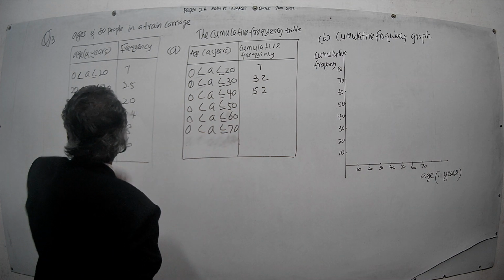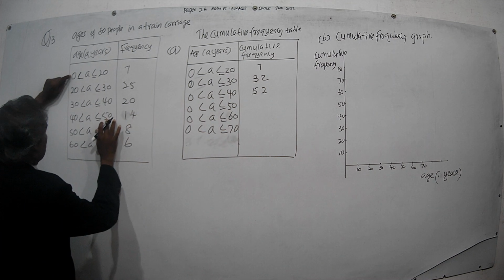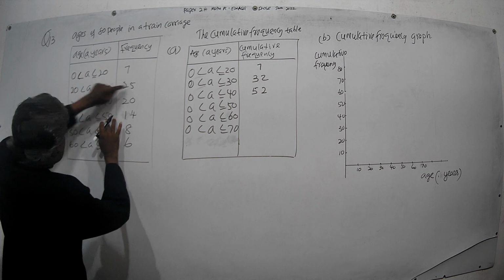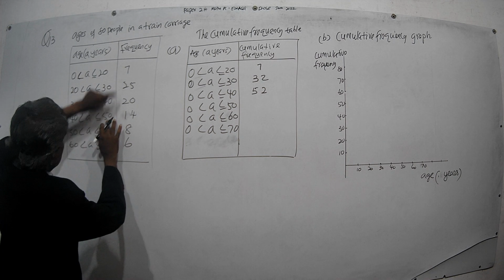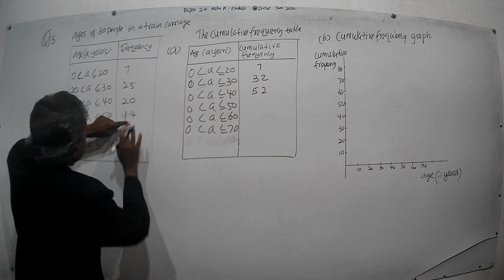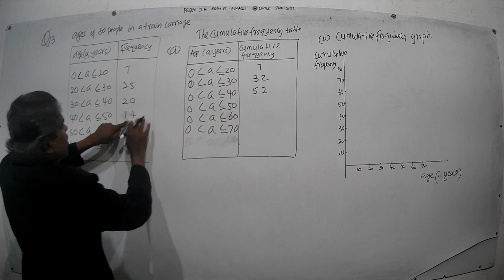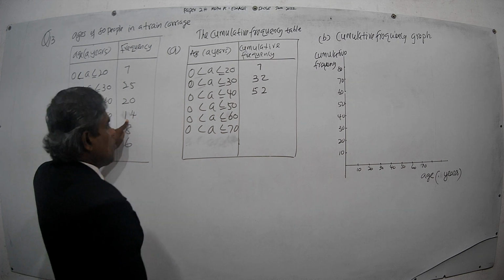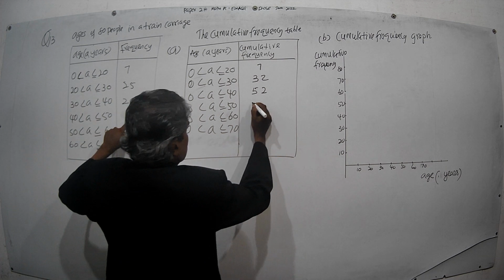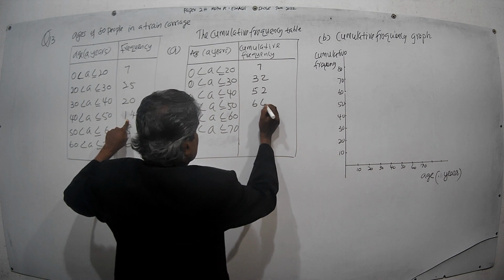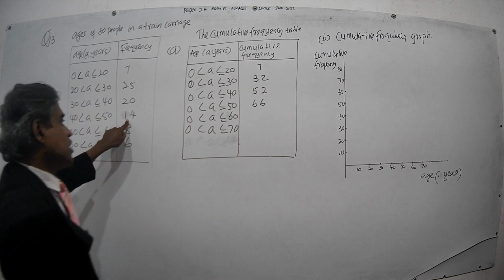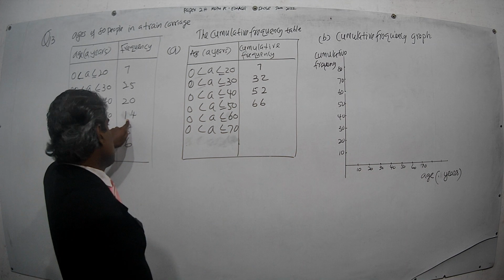Then 0 to 50. Then 0 to 50 means from here to here. Then all these 4 frequencies you have to add. Then already we have got the total of these 3 frequencies. To that we have to add this 14. That is 14 plus 52. It is 66 here. Correct? Right. 4 plus 2, 6. 1 plus 5, 6. Okay, right.